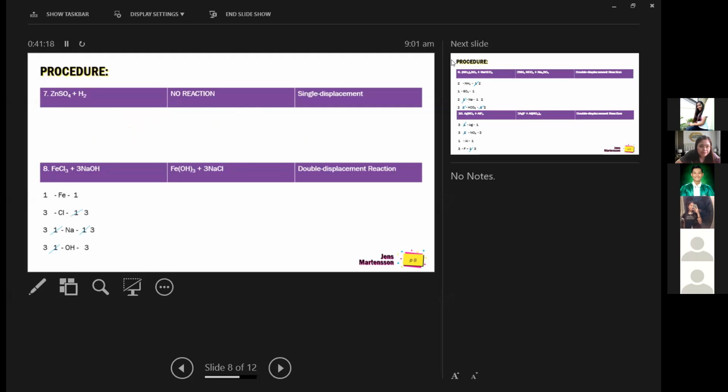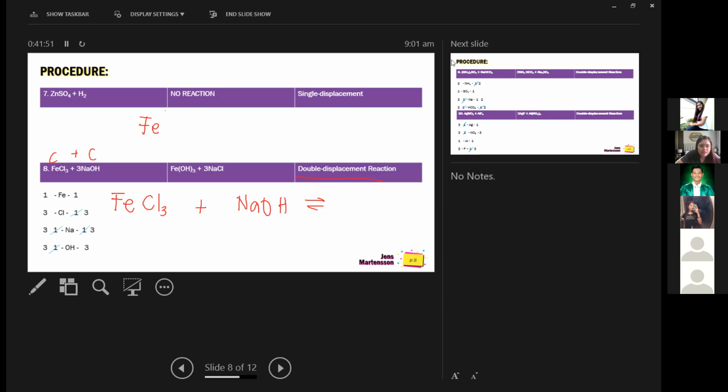Now, number 8, compound plus compound. So this is correct, double displacement. Let's have the exchange partners. So this is iron 3 chloride, or we call this ferric chloride because of the 3 there. Iron is positive 3. And then sodium hydroxide. So if we do this, Fe is positive 3. How do I know na positive 3 siya? Remember, iron can be positive 2 or positive 3.